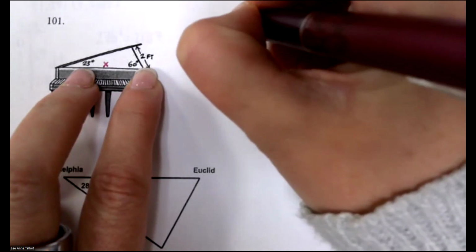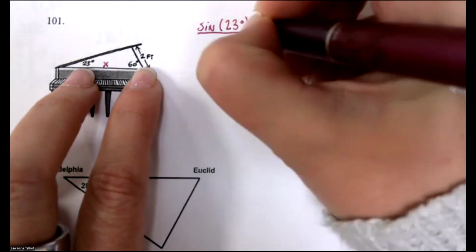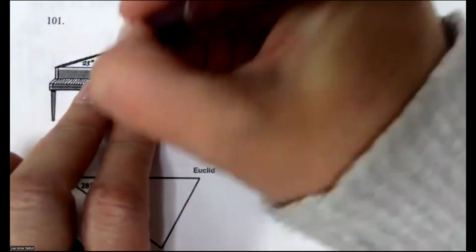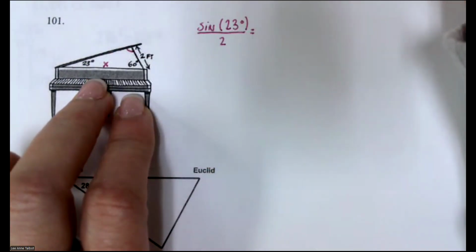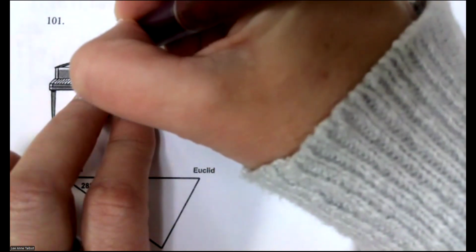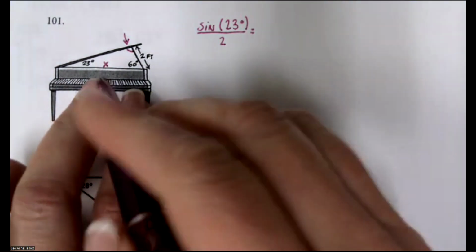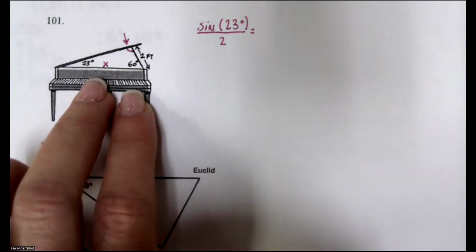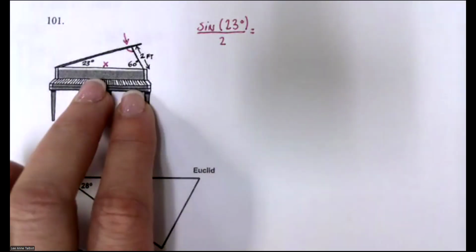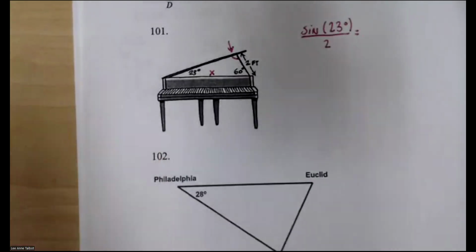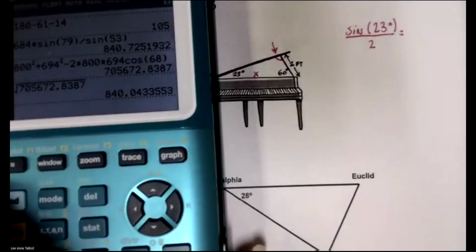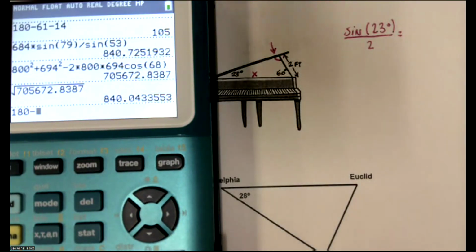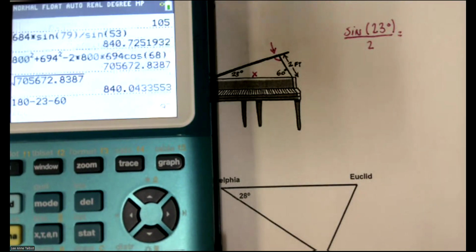23 over 2. And then, crap, I got stuck. I need the angle across from it, and I can't do it. Triangle angle sum theorem, right? So you have to actually have that thought though. 180 minus 23 minus 60.